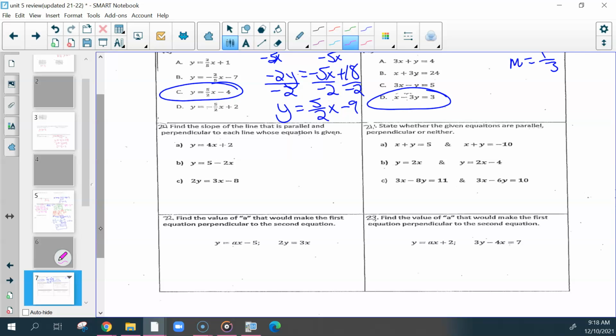For number 20, we just need to state what the parallel slope would be and what the perpendicular slope would be. So what I'm going to do is do our symbols. So for A, parallel slope would be what? 4. Perpendicular would be -1/4.